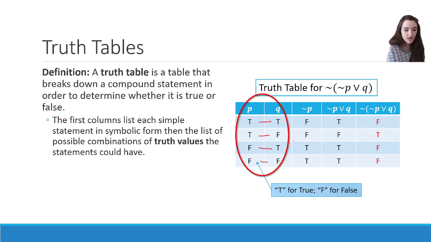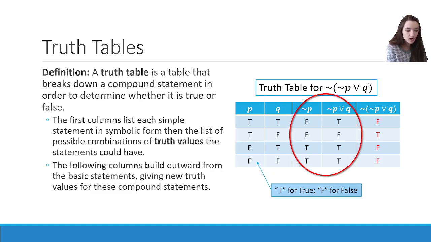But if we had more simple statements, if there are more letters to the compound statement we're making, we might need more rows. So if we have 3 simple statements, a P, a Q, and an R, then we're going to end up needing 8 rows, and we'll see examples of that later.